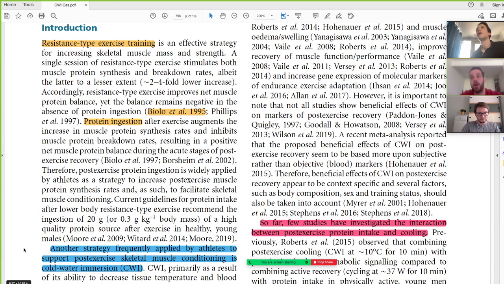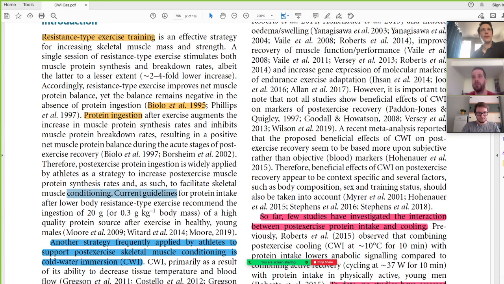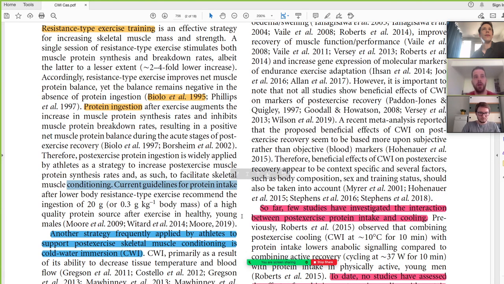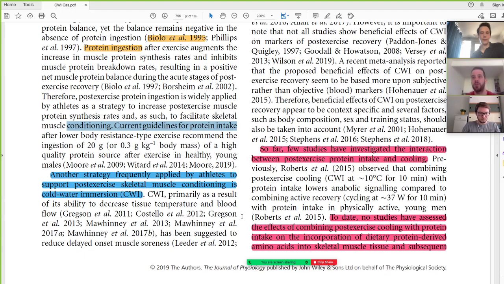Correct? Yeah, exactly. So we have fairly good guidelines of what we can do. We have the resistance exercises and a certain amount of protein that we can ingest after exercise to maximize that response after exercise. Now, the thing with this introduction, also with this paper, is that it's clear that athletes ingest protein after exercise to improve their recovery and also to work towards positive effects on their adaptation.